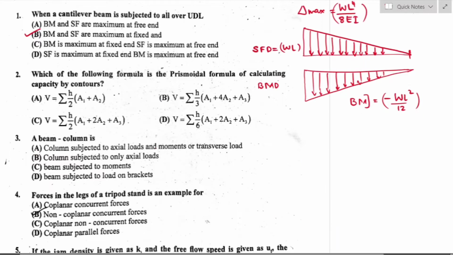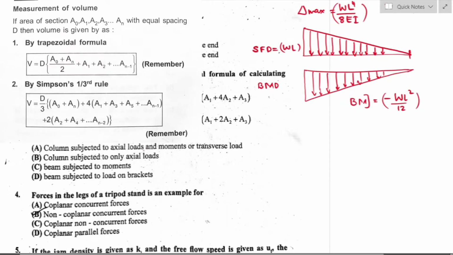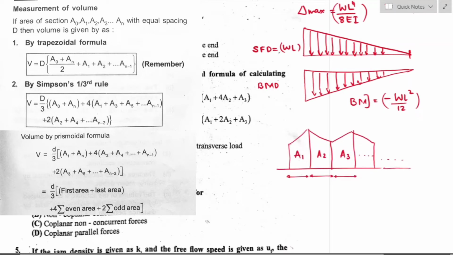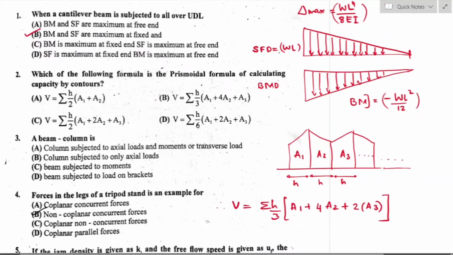Question number 2. Which of the following formula is the prismoidal formula for calculating the capacity of contours? To calculate the capacity of contours, there are 3 different types of formula, as you can see in this picture. Consider a contour profile with different cross-sectional areas A1, A2, A3, where H is the equal contour interval between the successive areas. So the volume of the contours is calculated by the prismoidal formula from the following equation. Option B is the right answer.